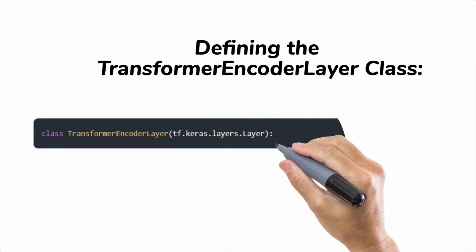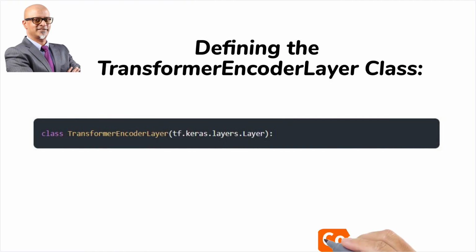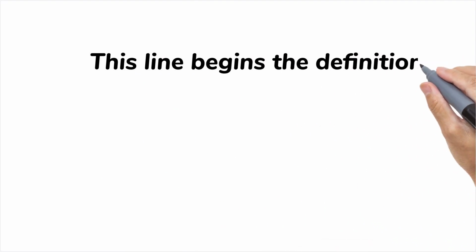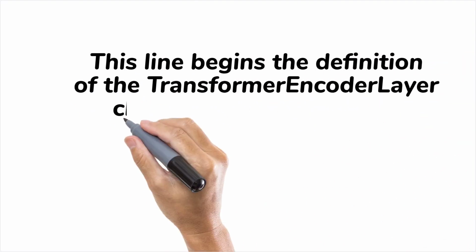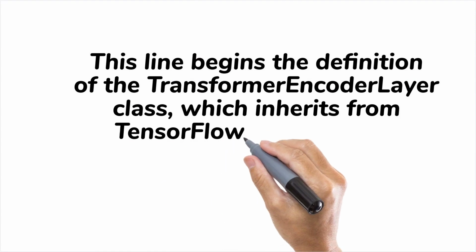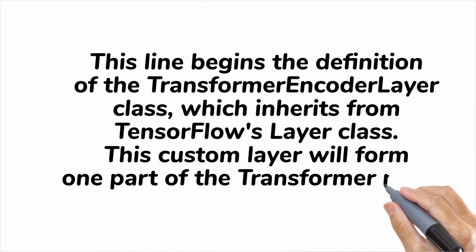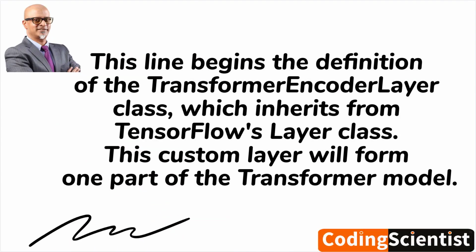Defining the transformer encoder layer class. class TransformerEncoderLayer(tf.keras.layers.Layer). This line begins the definition of the transformer encoder layer class, which inherits from TensorFlow's Layer class. This custom layer will form one part of the transformer model.